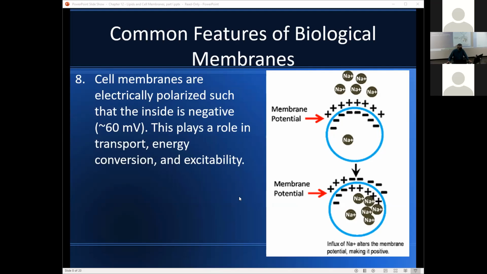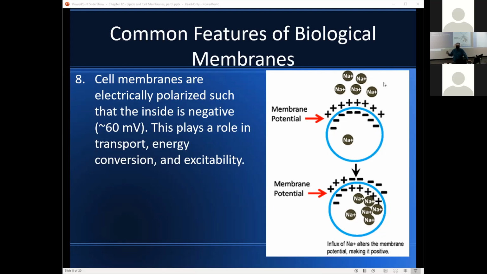Okay, continuing with common features of biological membranes, cell membranes are electrically polarized such that the inside is negative. This plays a role in transport, energy conversion, and excitability. So there's a very important membrane protein called the sodium-potassium pump that helps to set up this concentration gradient, with more sodium on the outside than the inside. Also not shown here, there's more potassium on the inside than the outside as well. So this sets up a concentration gradient.